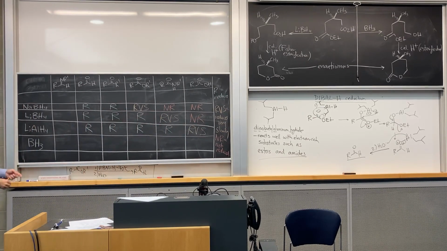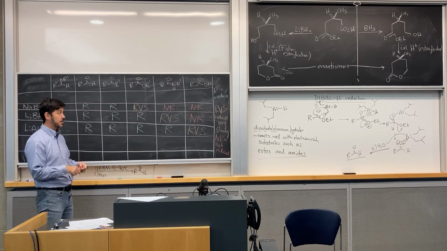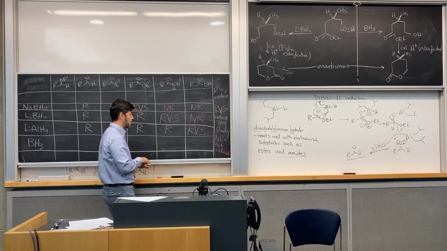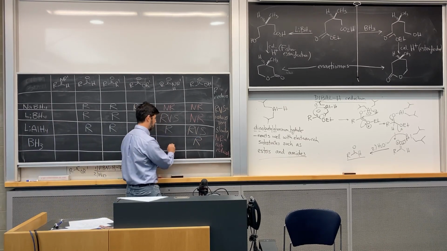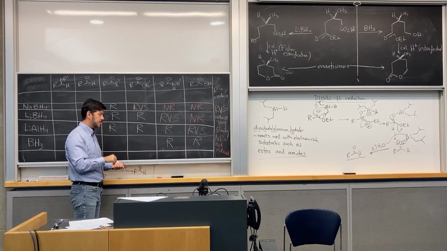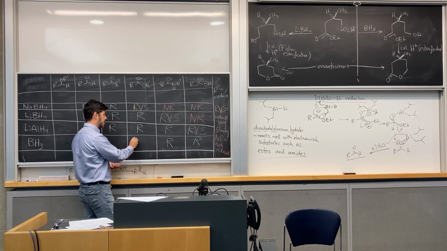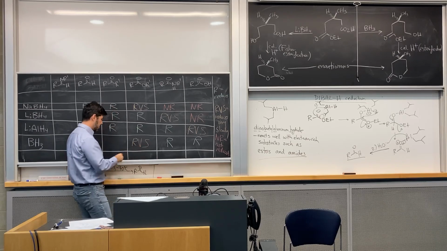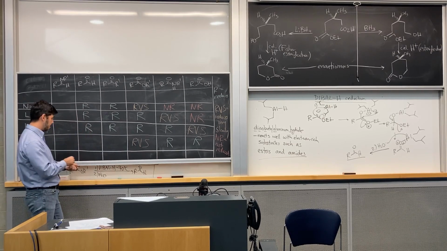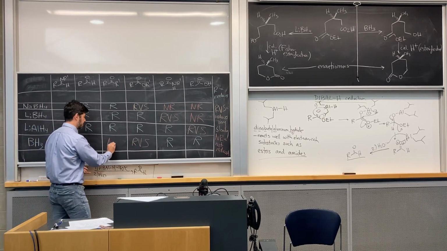Okay, now BH3 we just learned today is good at reducing electron-rich substrates. So things like carboxylic acids and amides, it actually works quite nicely. With esters, sort of, not really. Okay, so it reduces very slowly. And then for ketones and aldehydes, we're essentially going to say not reduced.